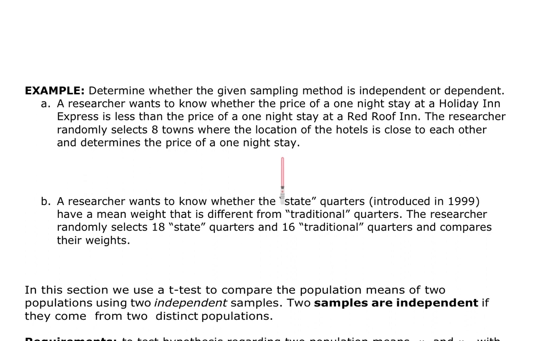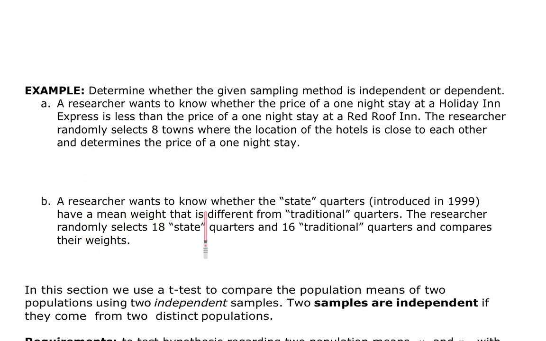Why? Because they're close together. If the Red Roof Inn is much, much less expensive than the Holiday Inn, then people are going to go to the Red Roof Inn. So these are dependent. One will affect the other, the prices, and that's because they're close together. Now, if they were in towns in which they're on opposite sides of the town, they would probably not be a matched pair or dependent.